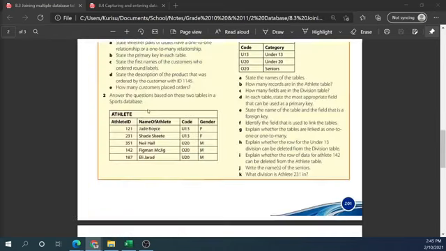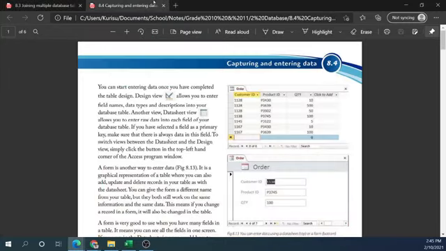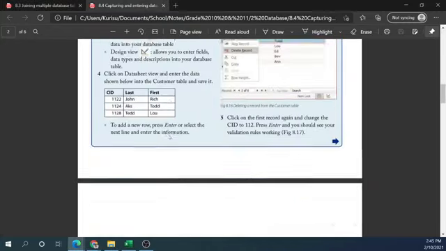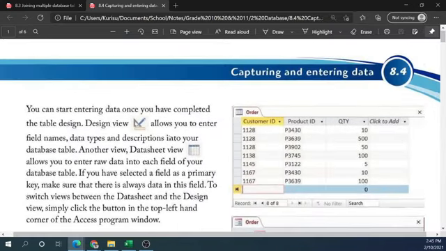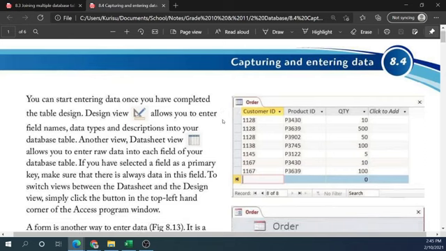Quarter 5, so... Oh, this is a short chapter. So, we're going to start chapter 8.4. And chapter 8.4's title is Capturing and Entering Data.